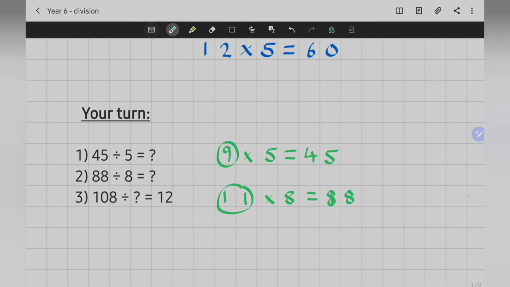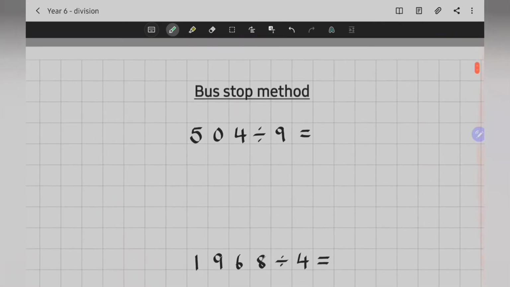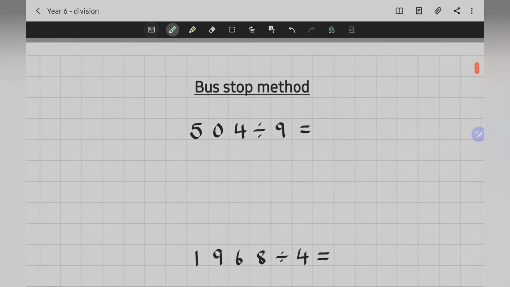And number 3, 108 divided by something equals 12. 12 times 9 equals 108. So 9 was my missing one in that one. Even though the missing number was in the middle, I could still work it out. So, now that we're warmed up, let's move on to a formal written method, the bus stop method of division.